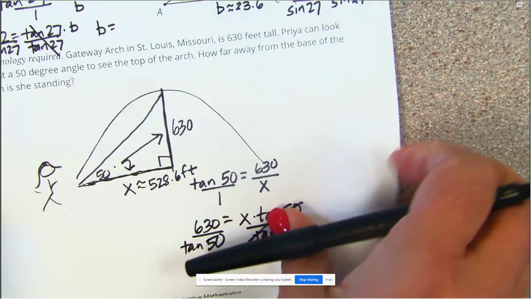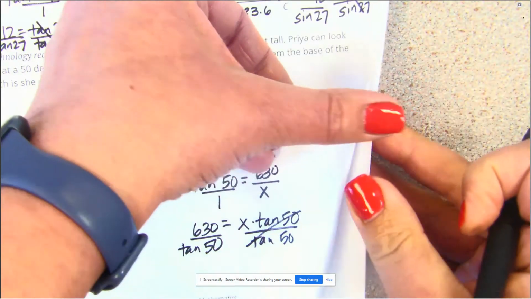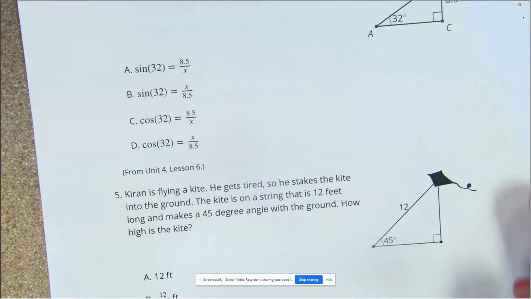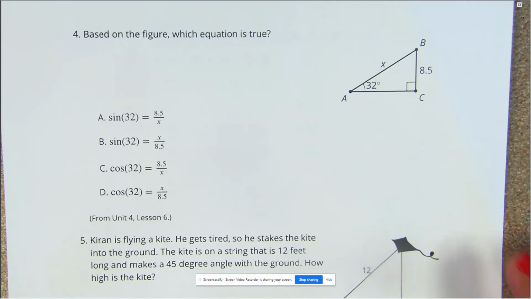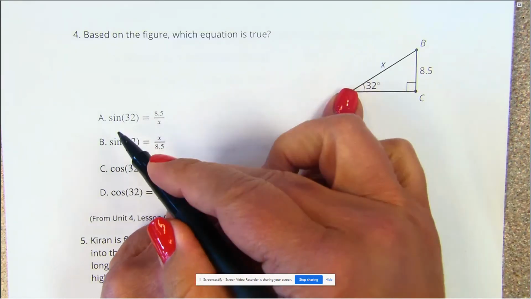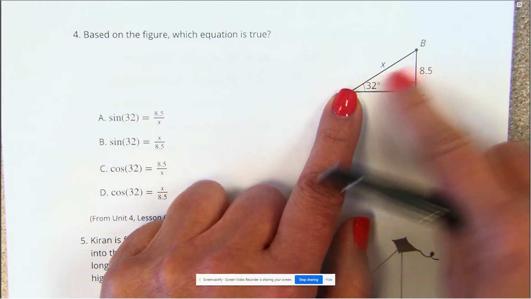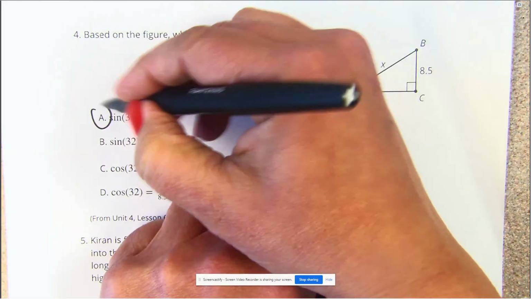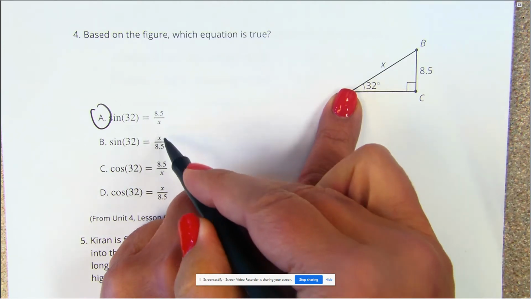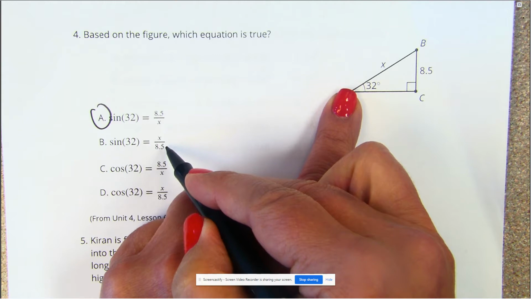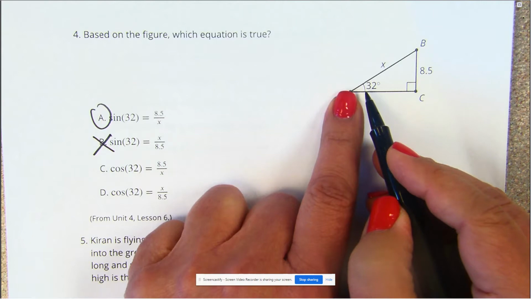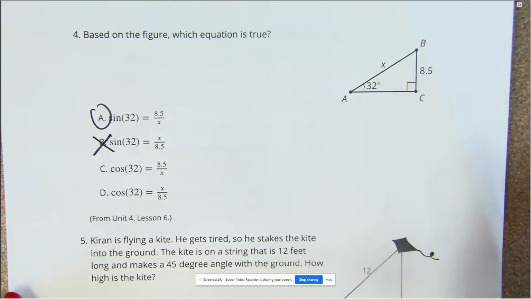All right, moving on. Number 4. Based on the figure, which equation is true? All right, let's check. Sine of 32 is 8.5 over x. Well, sine is opposite over hypotenuse. Yeah. Sine of 32 is x over 8.5. That would be the hypotenuse over opposite. No, I don't know if more than one of these is right. Cosine, no, I guess there's just one right. We got it on the first try.